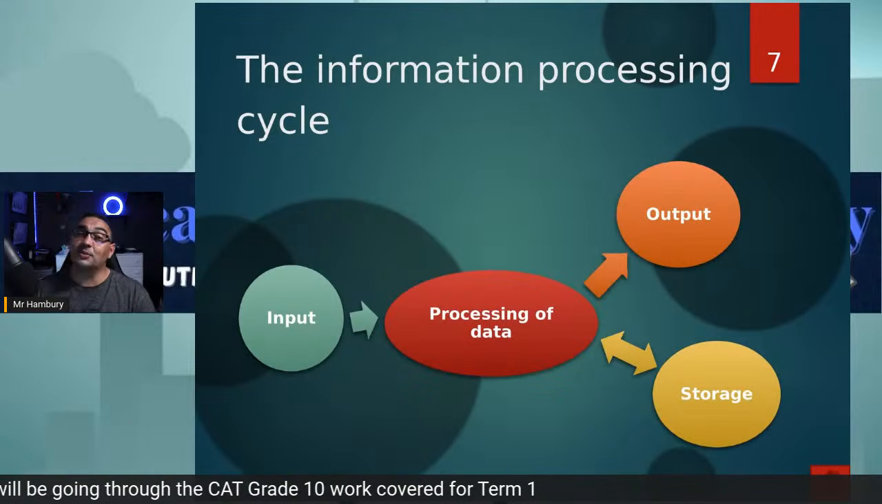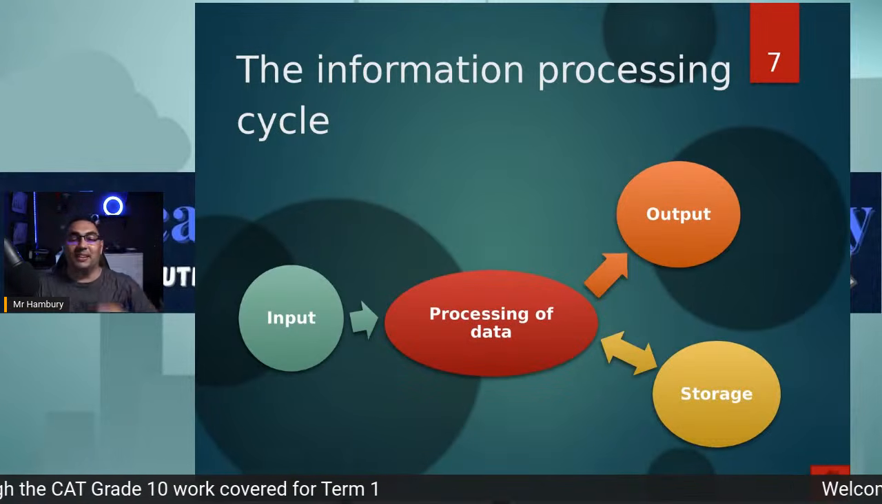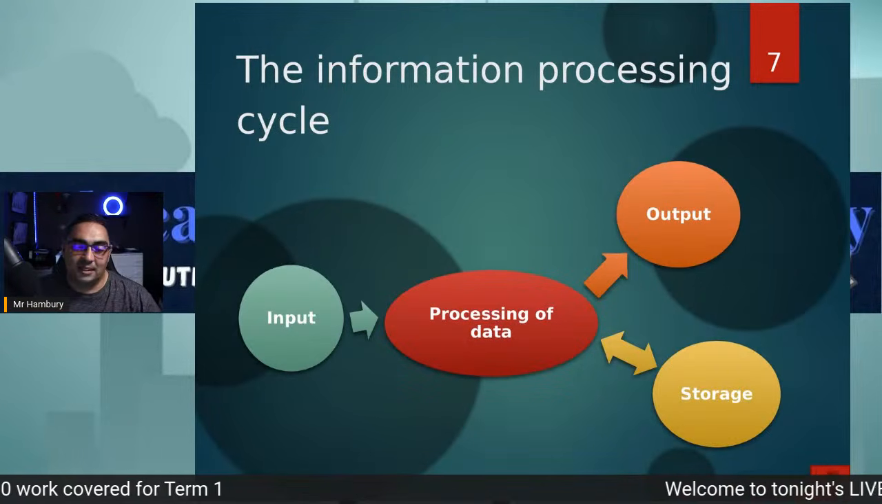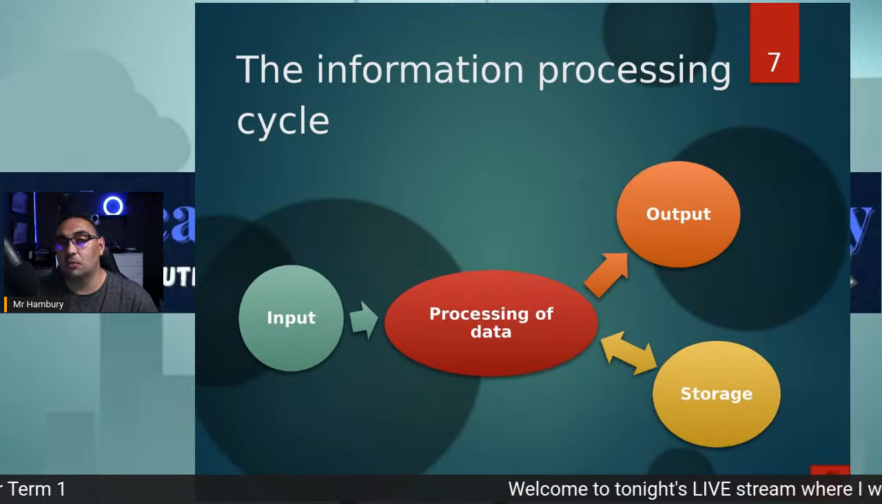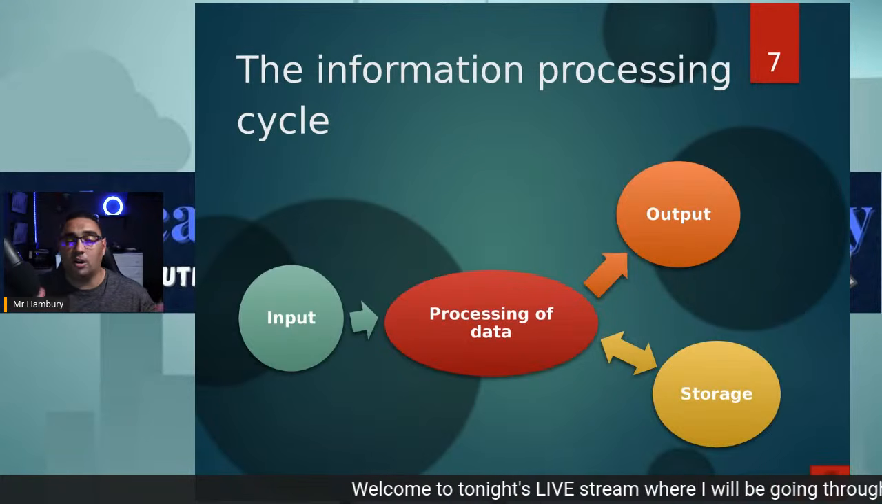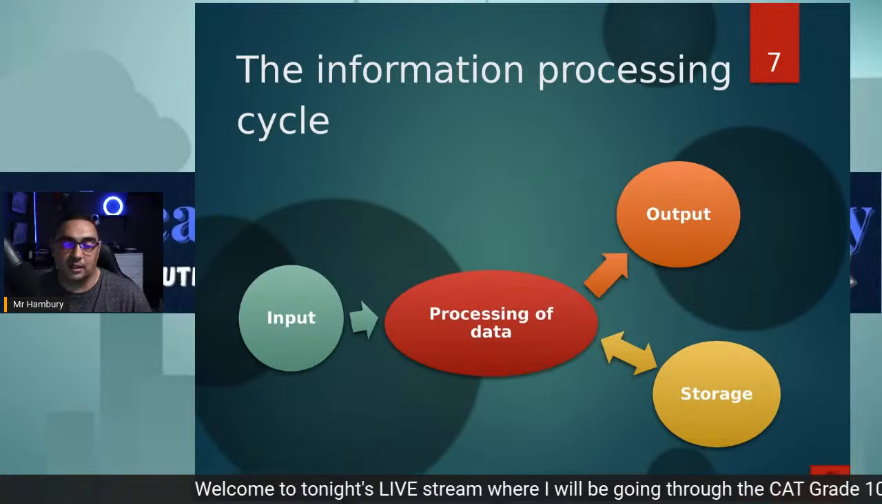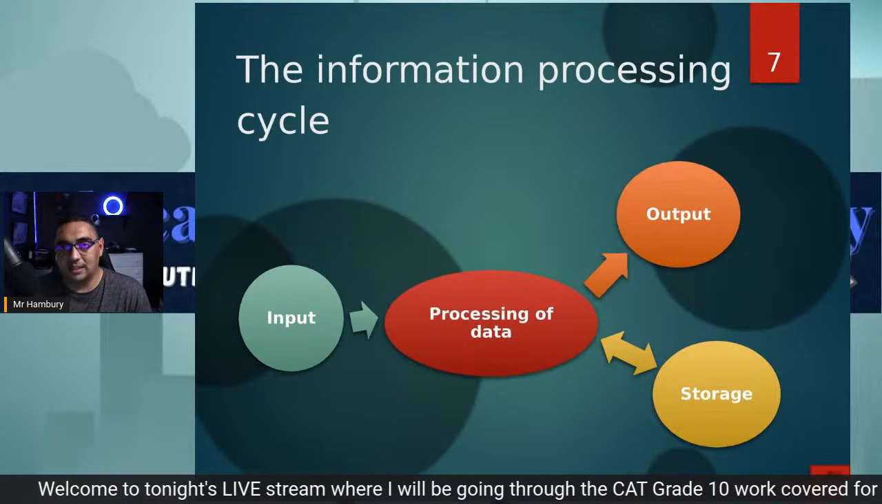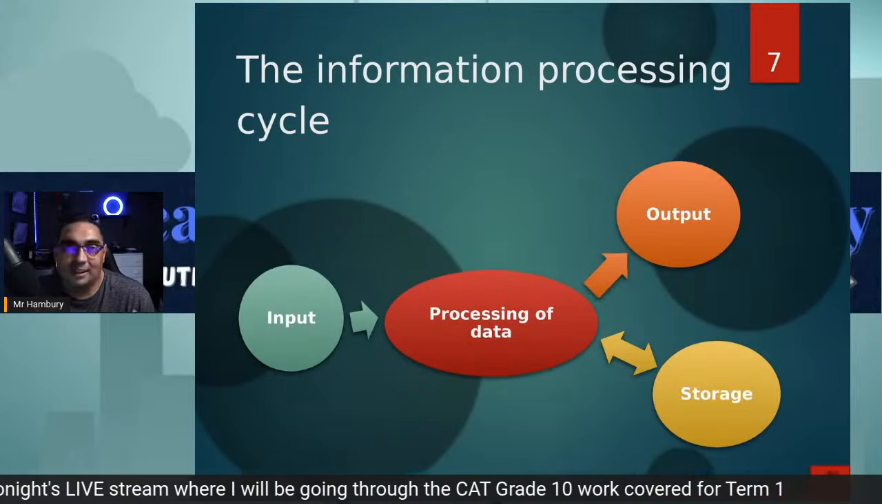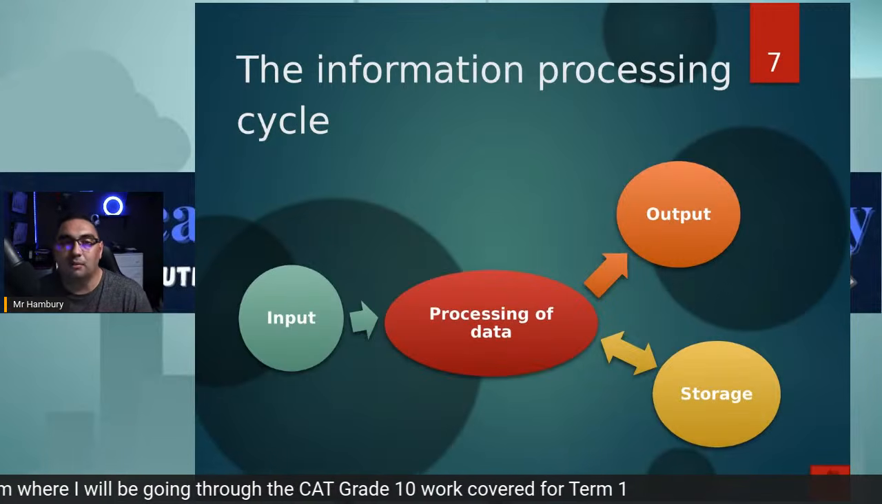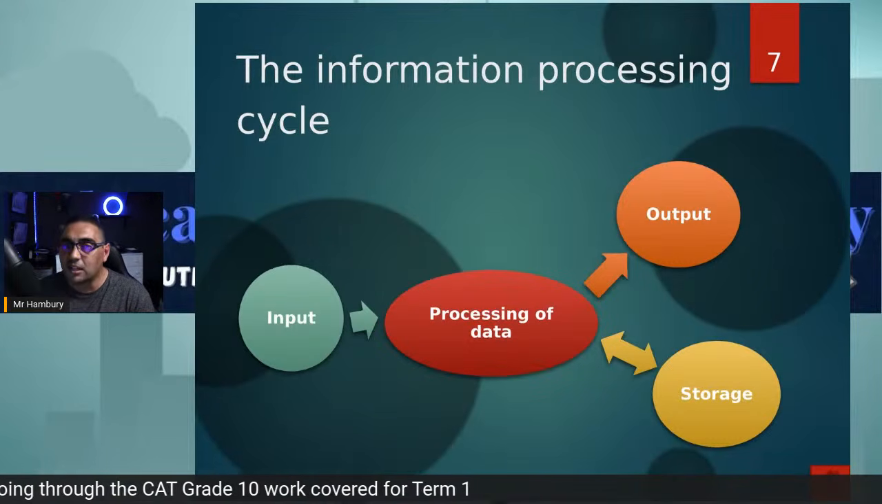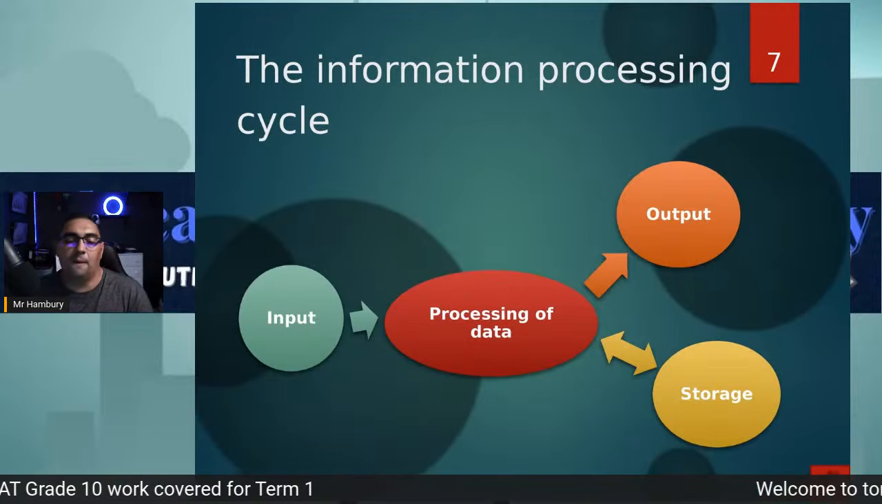All right, moving on. This is one that does sometimes get the grade 10s. It is worth a lot of marks. Sometimes it can be 4 marks, 8 marks, depending how they ask it. But this is the information processing cycle, and you are always going to be asked something around the information processing cycle. So the first thing you need to know are the 4 steps.